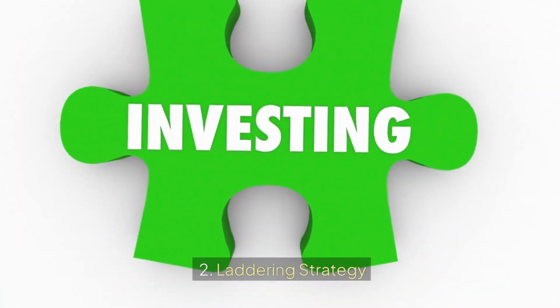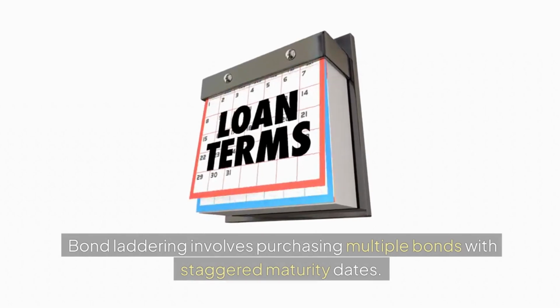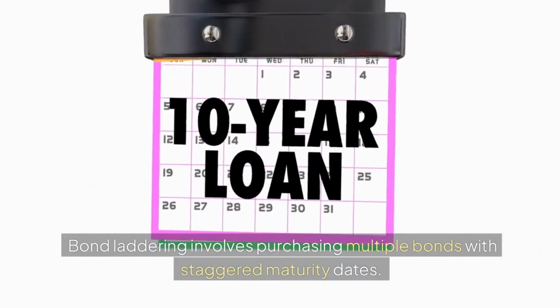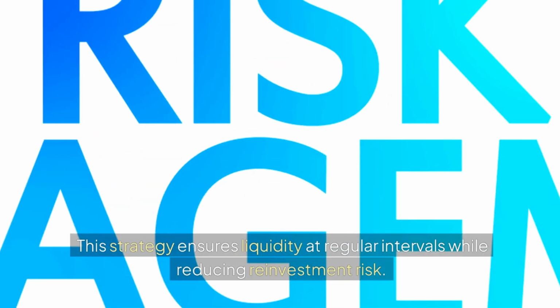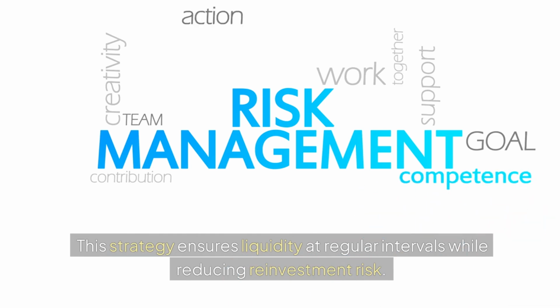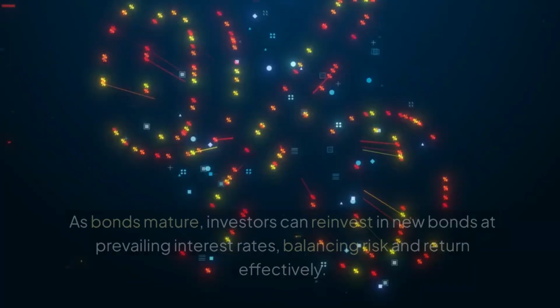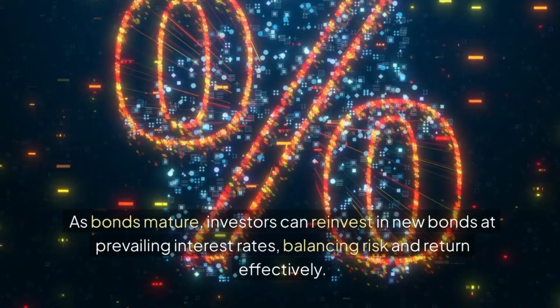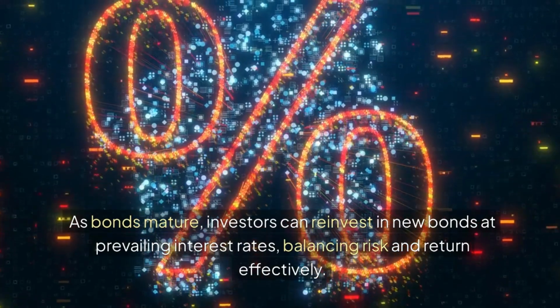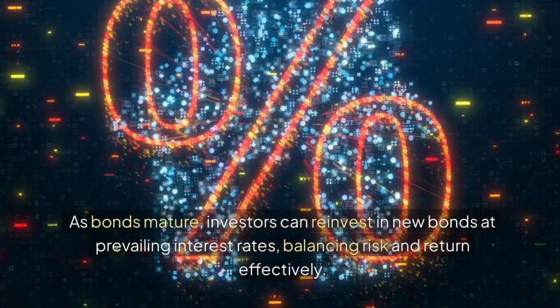2. Laddering strategy. Bond laddering involves purchasing multiple bonds with staggered maturity dates. This strategy ensures liquidity at regular intervals while reducing reinvestment risk. As bonds mature, investors can reinvest in new bonds at prevailing interest rates, balancing risk and return effectively.